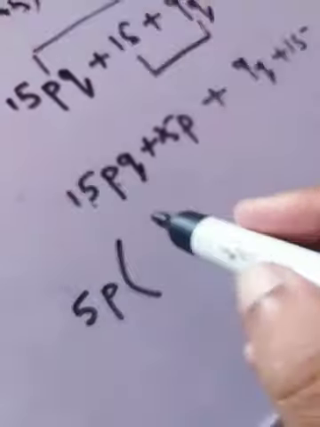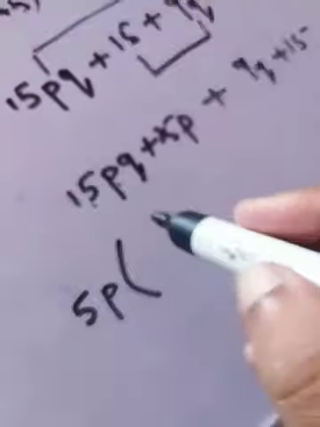When you divide 15PQ by 5P, 5 threes are 15, so 3 will remain inside. P and P cancel, and Q is left. So 3Q will remain inside the bracket. Now if we divide 25P by 5P, P and P will cancel, and 25 divided by 5 is 5. So these two terms will remain inside the bracket.